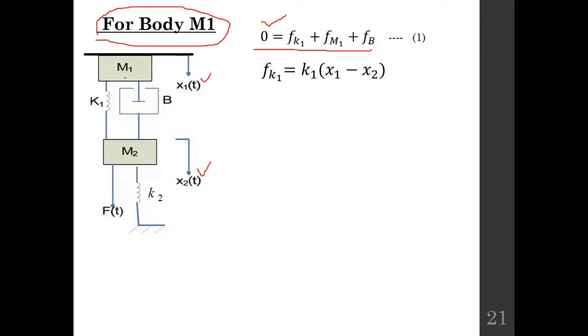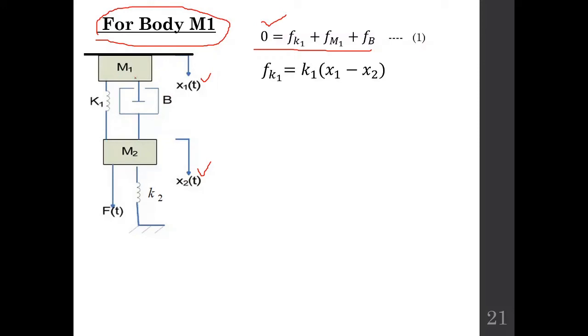So for m1, we'll consider that x1 is greater than x2. You have to keep this thing in your mind that this x1 displacement is related to this body m1. So when we'll be dealing with the m1 body, we'll always consider that x1 is greater than x2. So F of k1 will be equal to k1, which is the spring constant, into x1 minus x2.